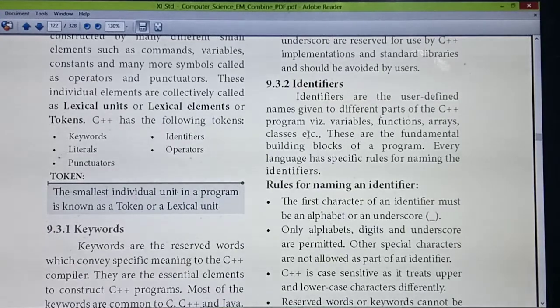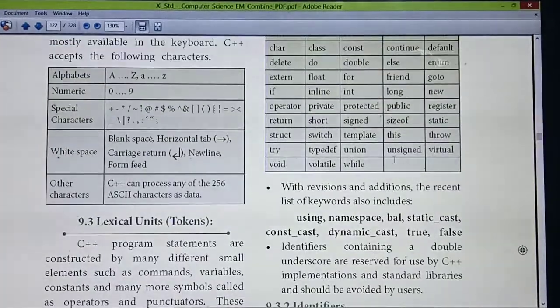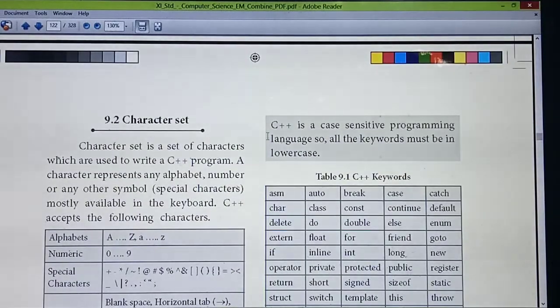Then the second 3-mark question, listen carefully. Same page, page number 116. C++ is a case sensitive programming language. These 3 lines, okay. This is the first point.